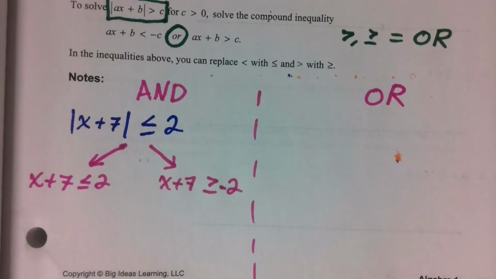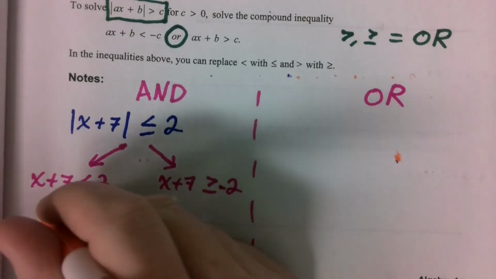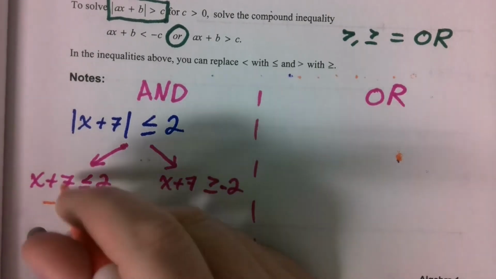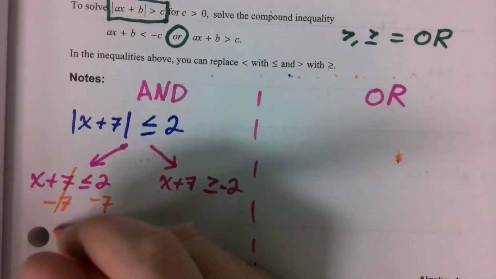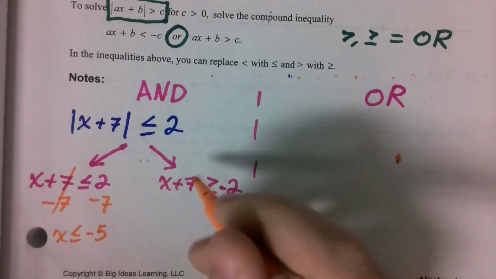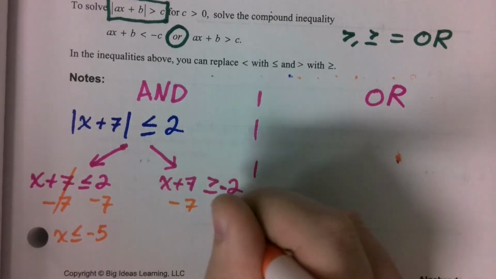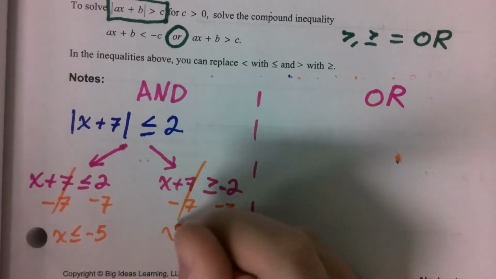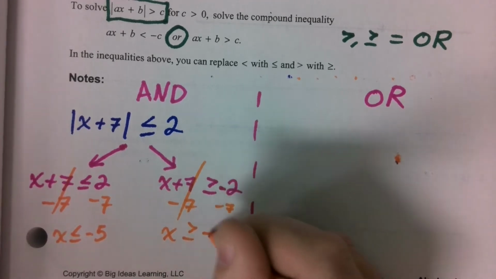From here, we just need to solve like normal. So we would subtract 7 from both sides of this left version, leaving us just x is less than or equal to negative 5. On this right version, if I subtract 7 from both sides, these cancel out, and negative 2 minus 7 gives us negative 9.